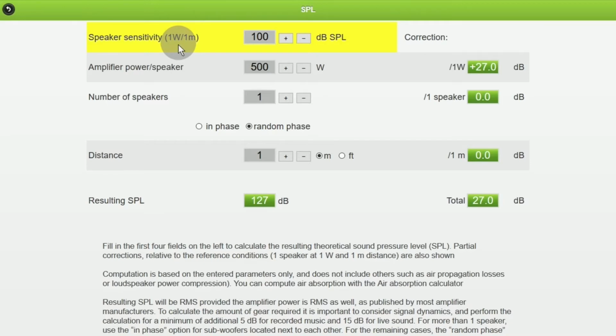Here we would enter the nominal sensitivity from the manufacturer's spec sheet, but you should know that sensitivities are not all born the same, and manufacturers could use different criteria that could result in slightly different results, say plus minus 2 dB. This sensitivity data that we introduce here is the base SPL to which corrections of power, number of speakers, and distance are added to get a total resulting SPL.